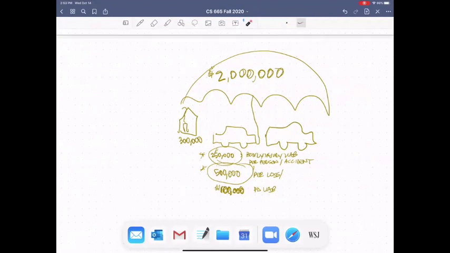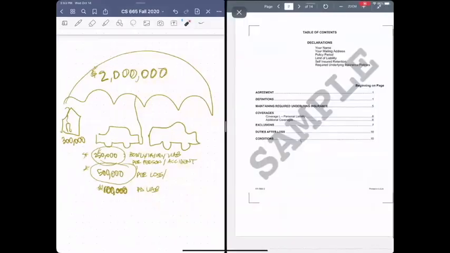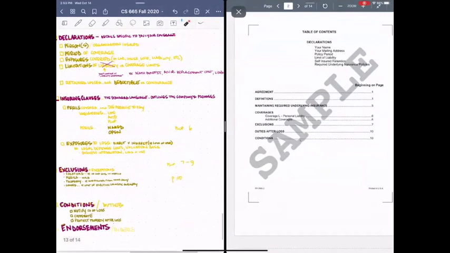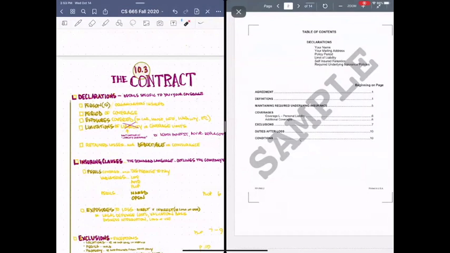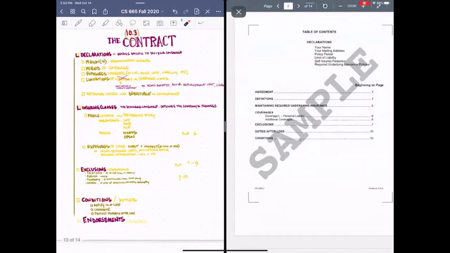So when we look at the policy details, let's start with the declarations, because any contract in general has five sections. The declarations, the insuring clauses, the beloved exclusions, which are perhaps the most important part of a policy. You don't know what you have coverage for until you know what's excluded. The conditions or duties of the insured. And then finally, any endorsements or riders that were added to the policy.